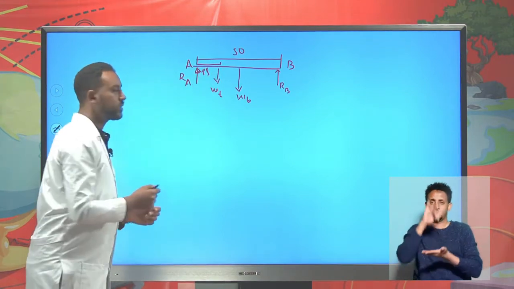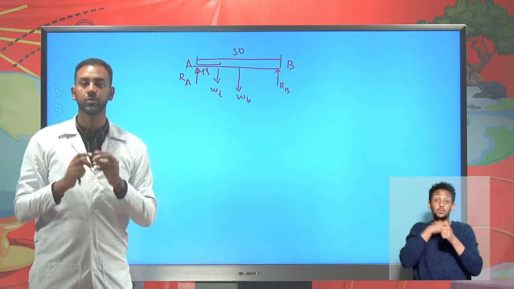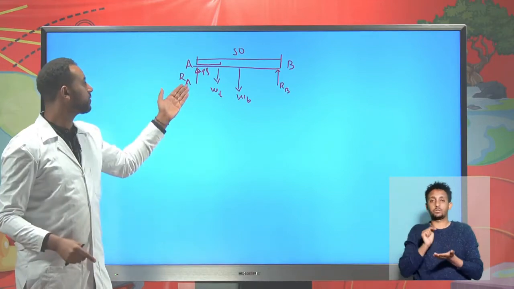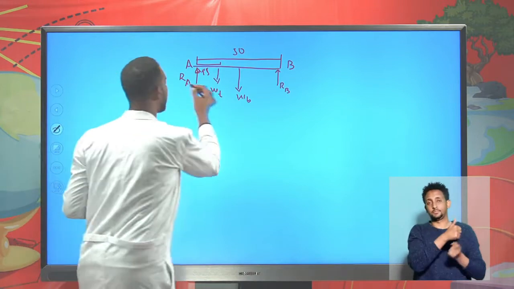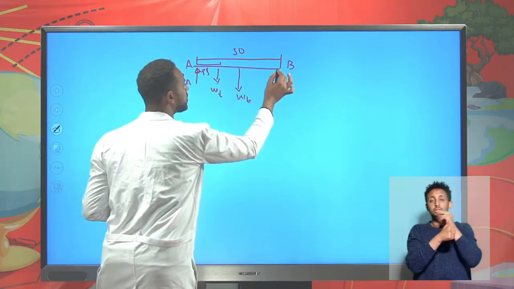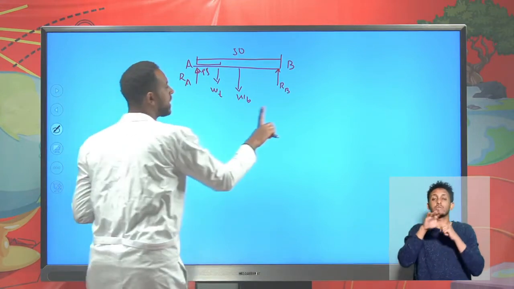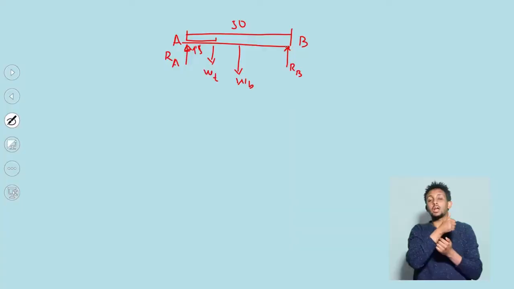15 meter. So what shall we do? The first thing is you should choose a pivotal point. Suppose you are trying to find the reaction force at point A, you can choose the pivotal point at point B. If you are trying to find the reaction force at point B, you can choose point A as the pivotal point.